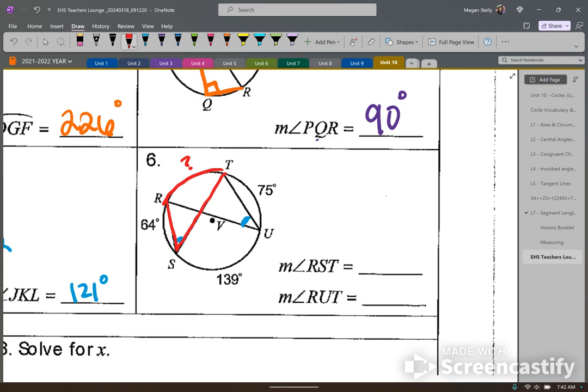Now, how do we do that? Again, we know the rest of the circle, 64, 139, and 75. So subtract all of those from 360. So this arc is 82. Take half for the angle. Both angles are 41 degrees.